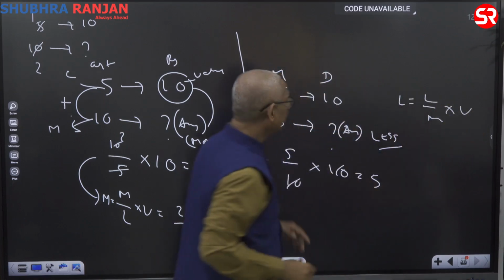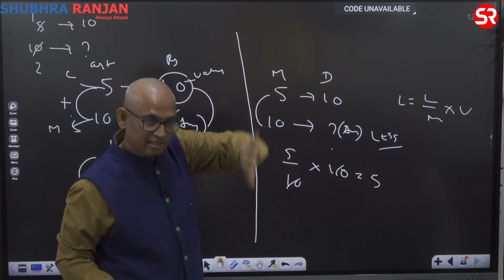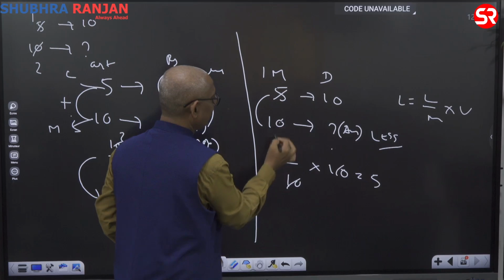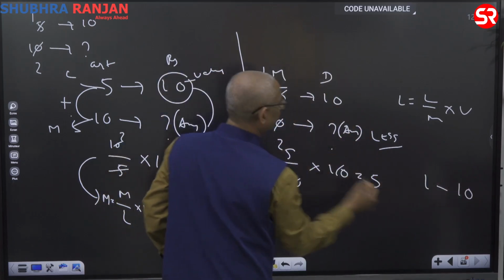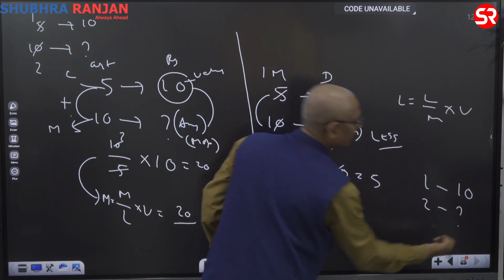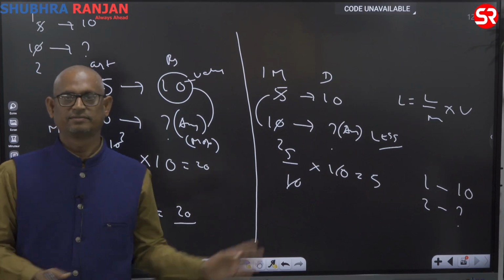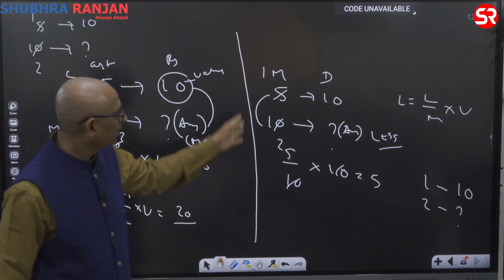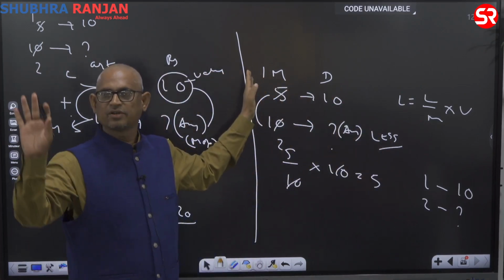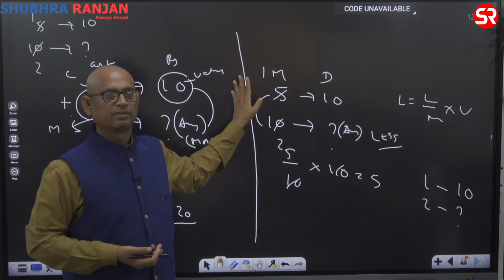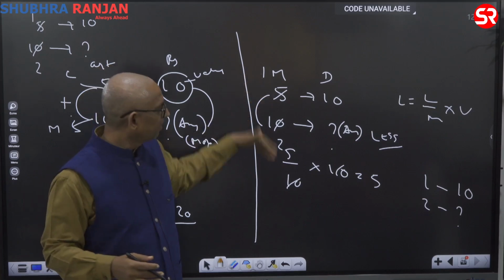But the thing is, this problem can be converted easily. So convert them into ratio: 1 man can do a piece of work in 10 days. Then 2 men can do the same piece of work in how many days? That's all. Comparatively, this problem is much simpler than this problem. Am I right or not? So even if bigger numbers come, simply convert them into ratio.